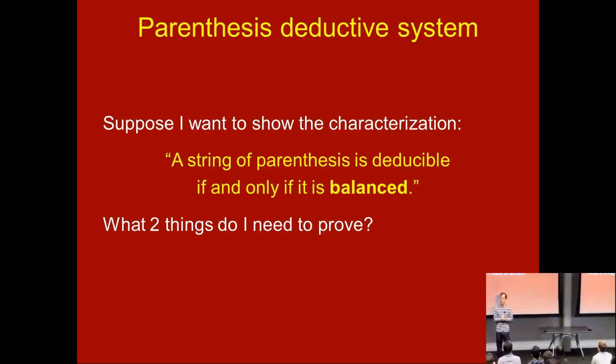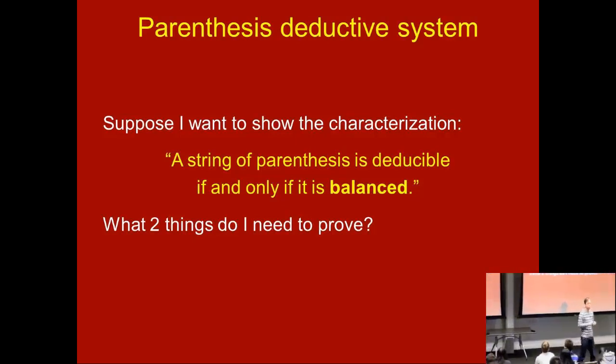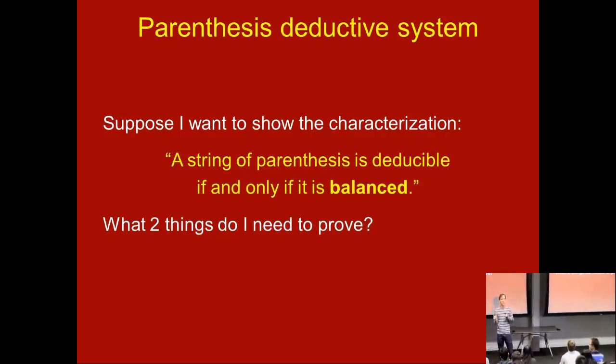Okay, and what is the other thing I need to prove? Yeah? If it's not balanced, then it's not deducible. That's true, but that's actually the same as the first thing. The contrapositive of that is that if it is deducible, then it's balanced. That's good, yeah. That's the way of thinking about it corresponding to what we did with the ATM. We're characterizing which ones are not deducible.